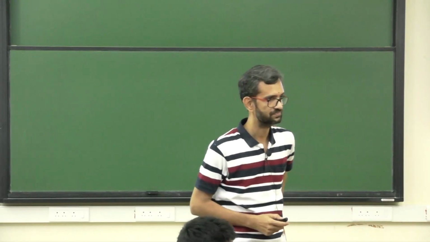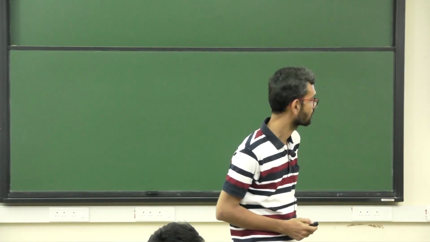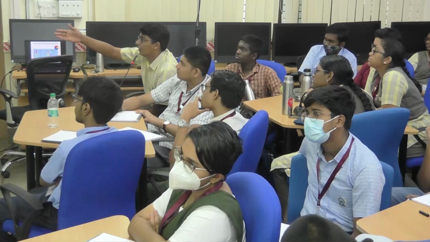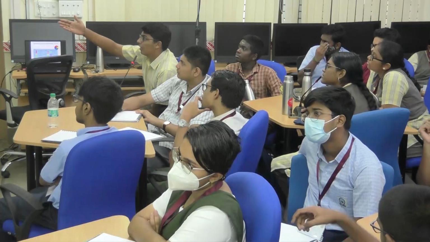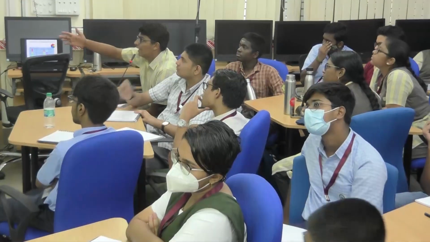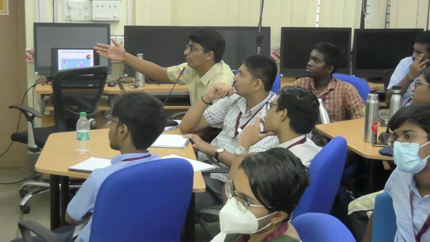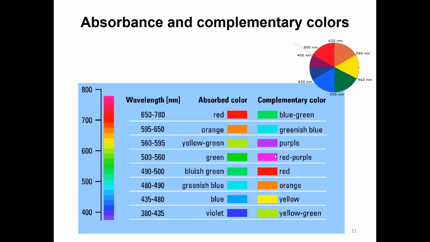Sir, can this table be reversed? In the table you can see you have blue. If you absorb bluish green, you get red. And if you absorb red, you get blue green. But for example, if you absorb violet, you get a yellow green. So if you absorb a yellow green, why are we getting purple? Why don't we get violet? If you are absorbing green, then you get red purple.